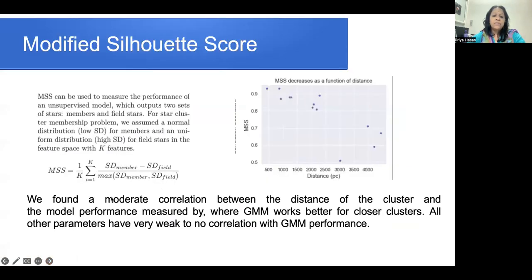So what we did is we defined a modified silhouette score, which was the difference of the standard deviations for members and fields divided by the maximum, to look for how well our method is working. We plotted our MSS versus the distance, and we found that the only thing that seems to correlate is that it works better for closer clusters. With other parameters, we find a very weak correlation for the GMM performance. So that's not a very good indicator of whether GMM works.